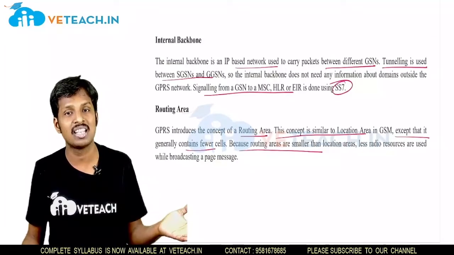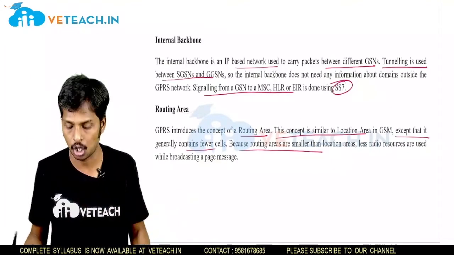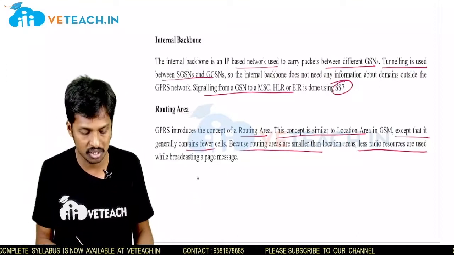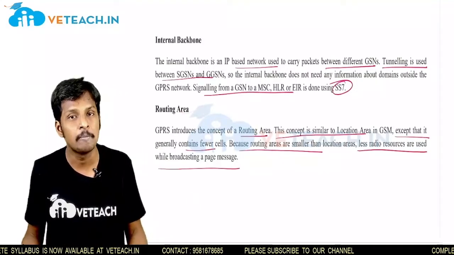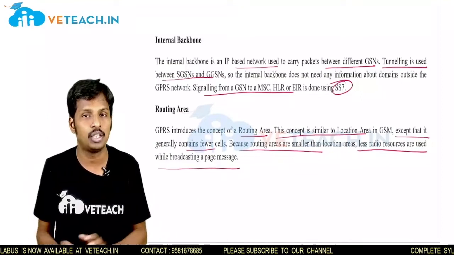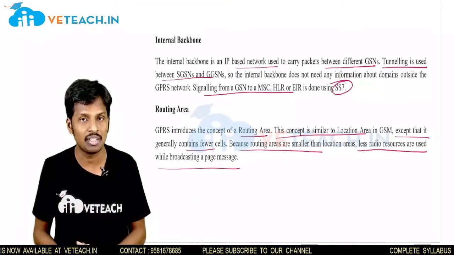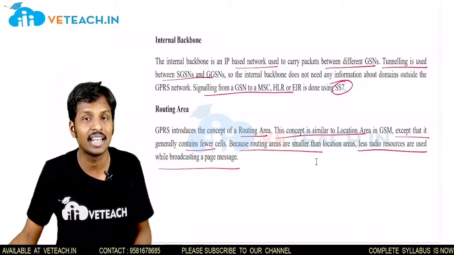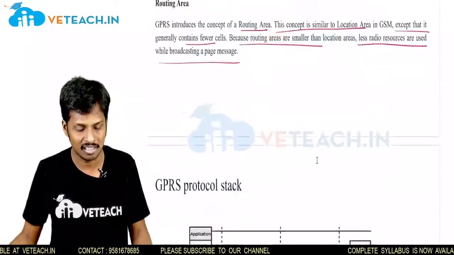We call them location areas in GSM; here we call them routing areas. Less radio resources are used while broadcasting a page message. Because these are small areas, we use fewer radio resources for transmitting the data in GPRS.